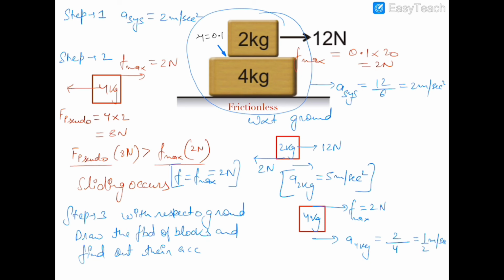per second square. So you can clearly see that the acceleration of the 2 kg block is 5 and the acceleration of the 4 kg block is half, and therefore the 2 kg block will be moving faster than the 4 kg block, and therefore there will be sliding between the two blocks. Now we move on to the next question.